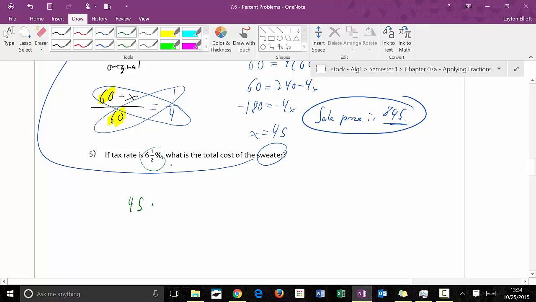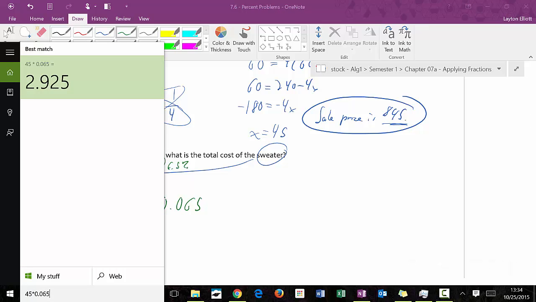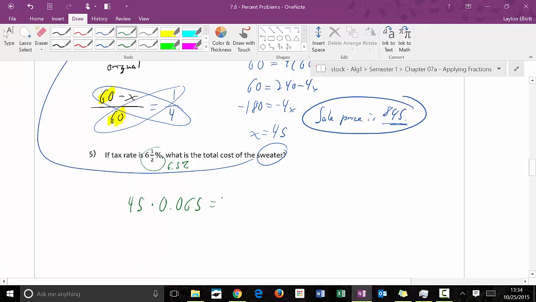6.5% is going to be the same as 0.065, and I plug that in, I get 2.925. And then I want to add that back to the 45, so 45 plus 2.925, and I get $47, and we'll round that up to 93 cents.